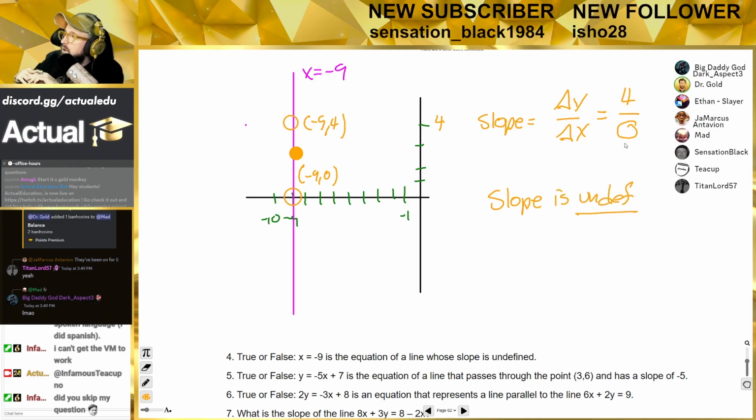Because you can't divide by 0. Dividing by 0 is undefined. It just creates a whole mess in math land.